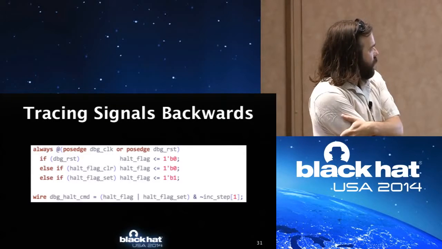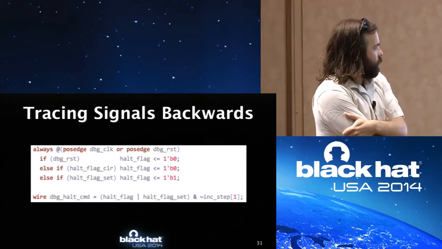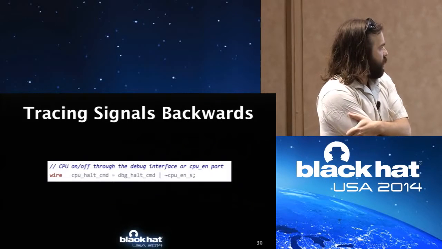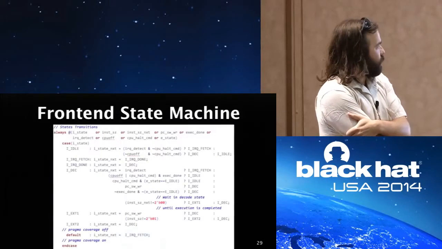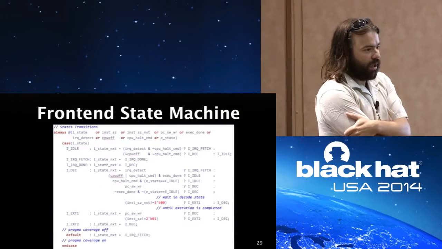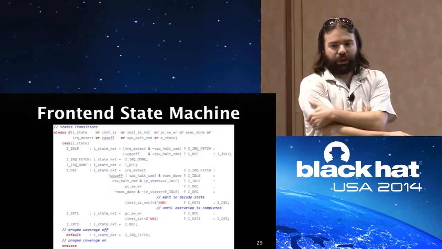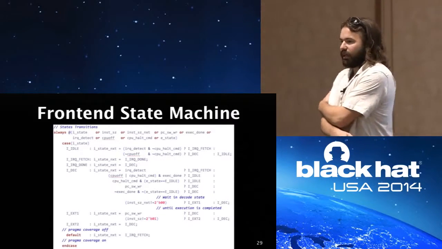So basically what happens if we toggle debug reset, right, it can change debug halt command. If we change debug halt command, we can change CPU halt command. If we change CPU halt command, even if nothing else changes, we trigger this block and we reevaluate, and we could hop to the next state. And when we get out of sync with our backend, that makes bad things happen.